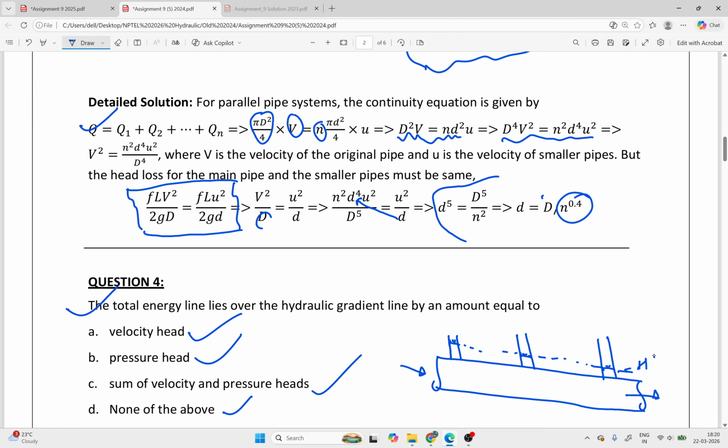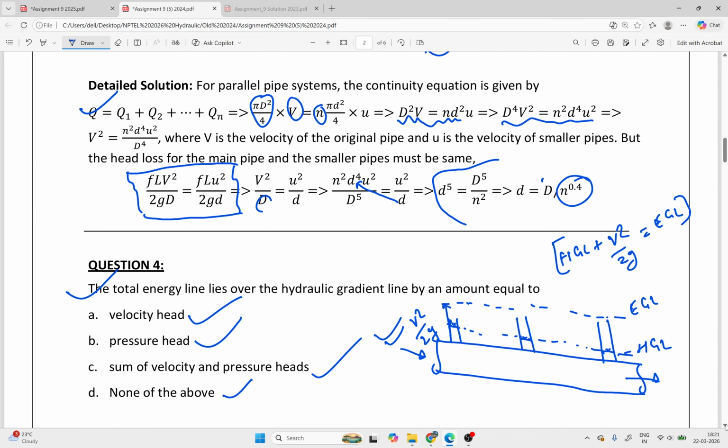Now, once we add the velocity head, v square by 2g, to this hydraulic gradient line, this line becomes your energy gradient line. So hope you understand. Definitely your total energy line lies over the hydraulic gradient line by an amount of v square by 2g. Hope you understand. Now we'll move on to the next one.